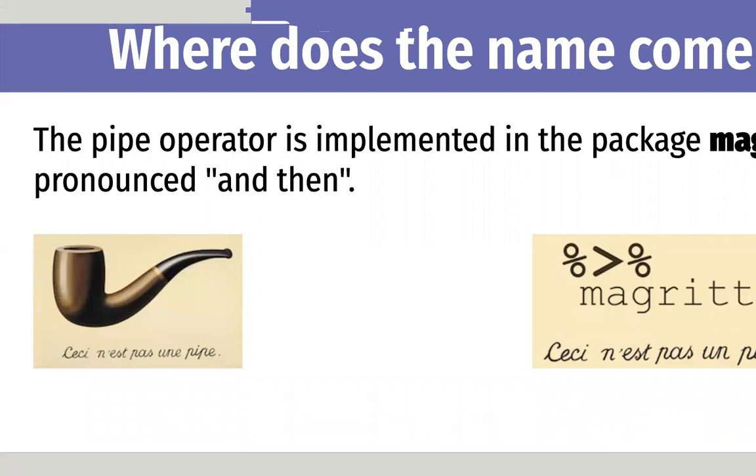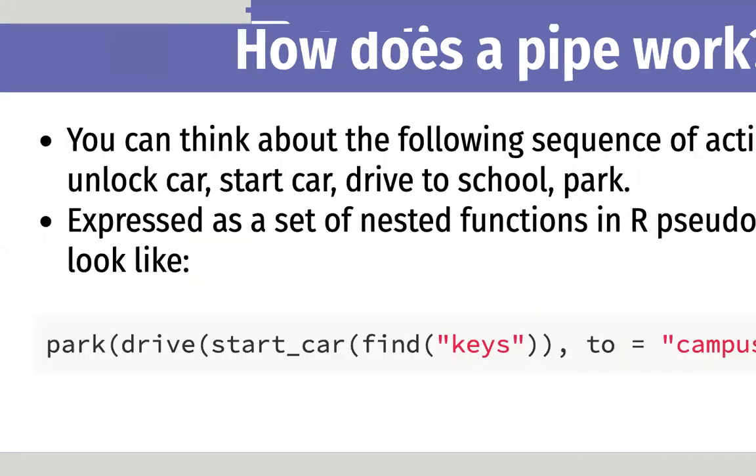The name comes from the magrittr package. This says it's pronounced "and then," and by that I mean when I'm reading my code and I see a pipe, I usually say something like "and then." So for example, I might say take the data and then make a table. And so the pipe is basically saying what's going to happen next. You can think of it basically as a sequence of actions.